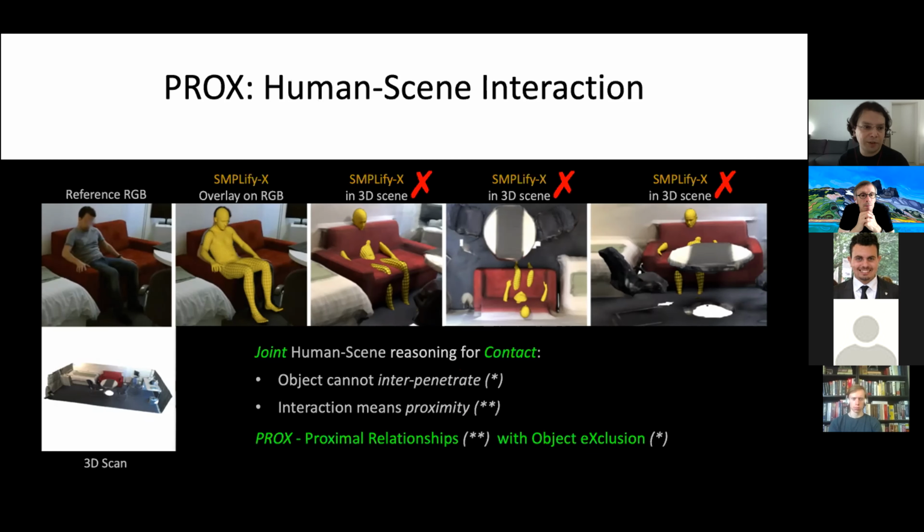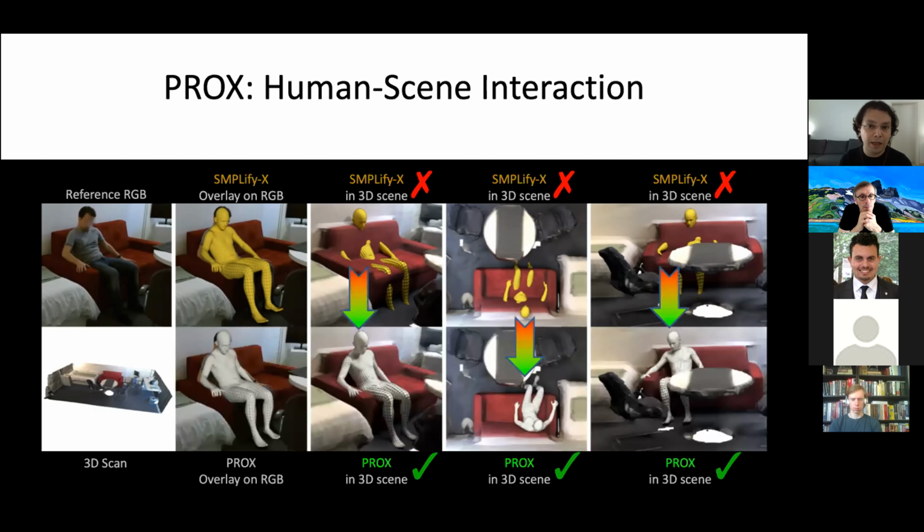For this, we present a method called PROX, which stands for Proximal Relationships with Object eXclusion. In this example, PROX estimates the gray mesh, which is much more realistic. And please notice how the strong penetrations are gone, while there is contact at all the places where you expect contact to occur. For example, between the human's back and the sofa, the arm and the armrest, and the feet and the floor.